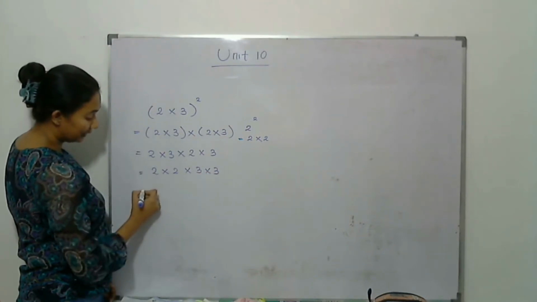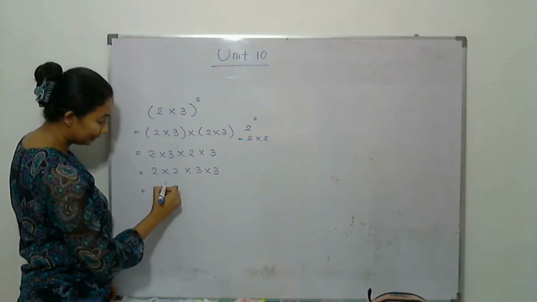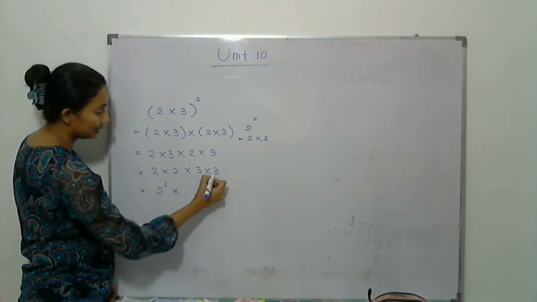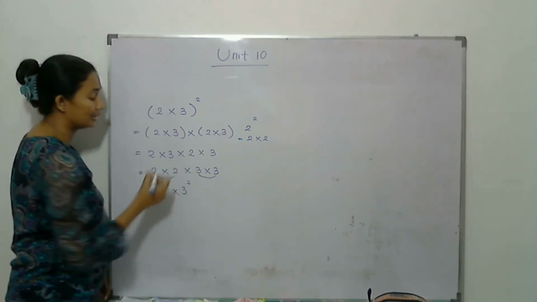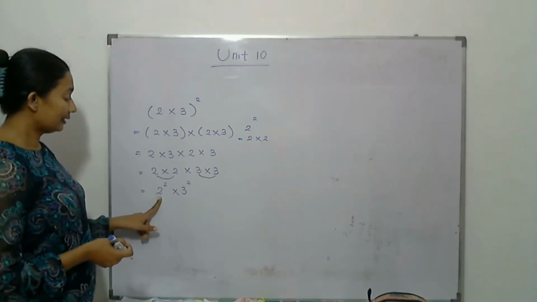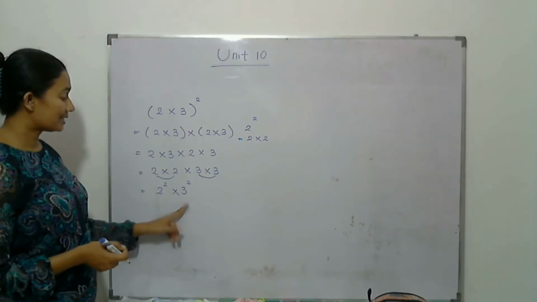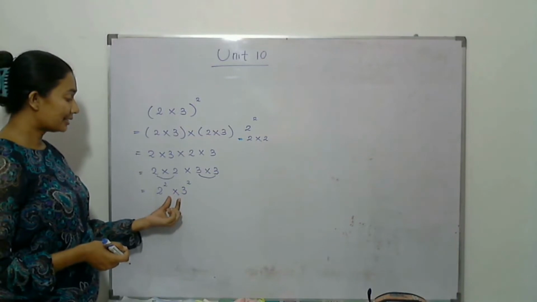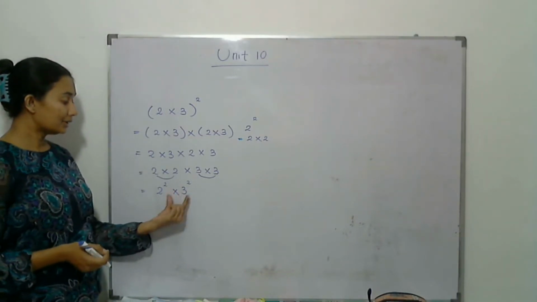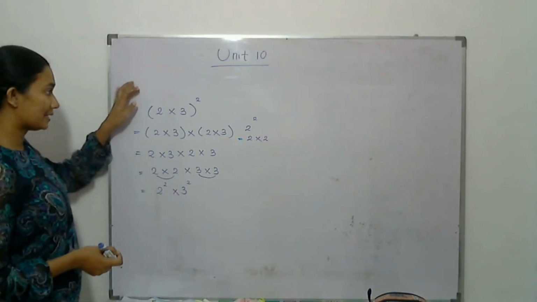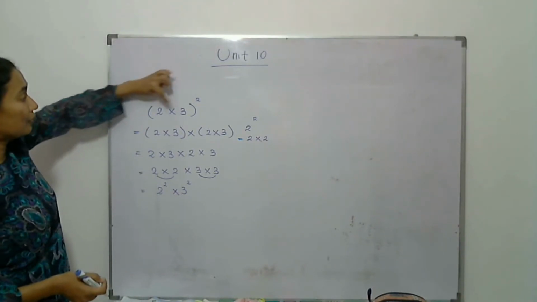2 into 2 we can write 2 to the power 2 multiplication. 3 into 3 we can write 3 to the power 2. Now here, product of powers. Product of powers. We have expressed power of a product.